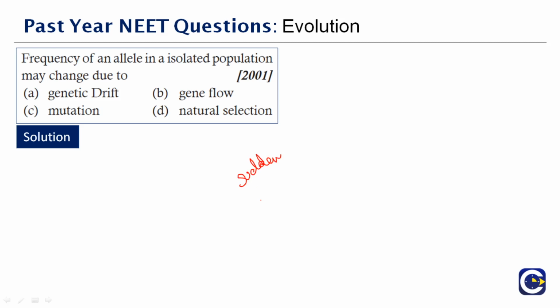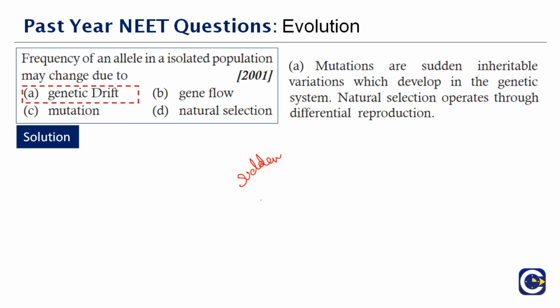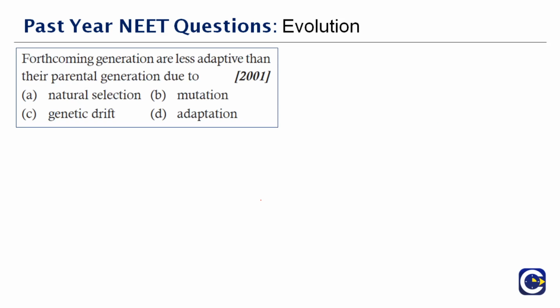And natural selection operates through differential reproduction. So the frequency of an allele in an isolated population may be due to genetic drift, which we already discussed in the earlier parts of the same chapter. Next question here. Forthcoming generations are less adaptive than their parental generation due to dash.